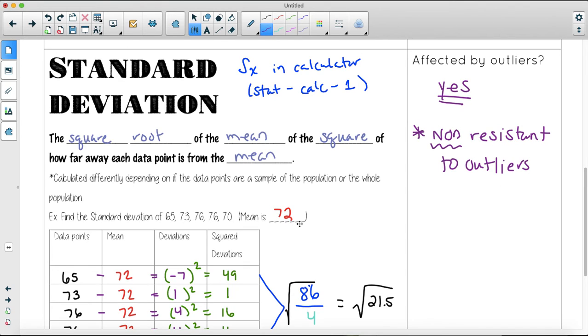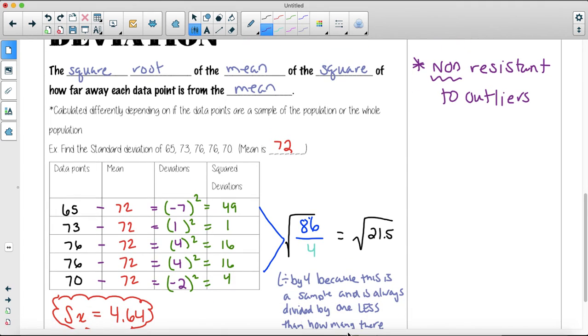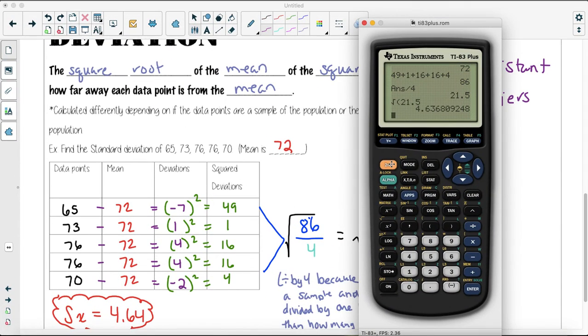So if we do this data in the calculator, we're going to go to stat, go to edit, and type in 65 for our data points, 73, 76, 76, and 70. Then we're going to go to stat, go over to calculate, and we want the one-variable statistics. So we're just going to press enter on number 1. Then we'll press enter. And our Sx right here is 4.64.